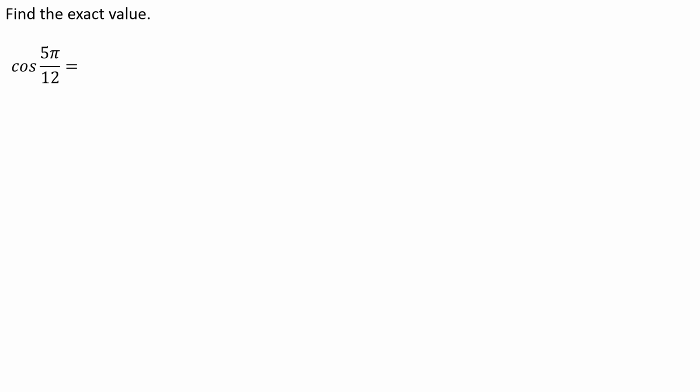Okay, let's find the exact value. Let's look at cosine of 5 pi over 12. That's not a value I have memorized. It's not a value on my unit circle. The reason why it's not on the unit circle is I cannot get that off of a 30, 60, 90 triangle. I cannot get that off of a 45, 45, 90 triangle. Right? I've got my two special right triangles that allow me to do 30-degree angles, 60-degree angles, 45-degree angles.